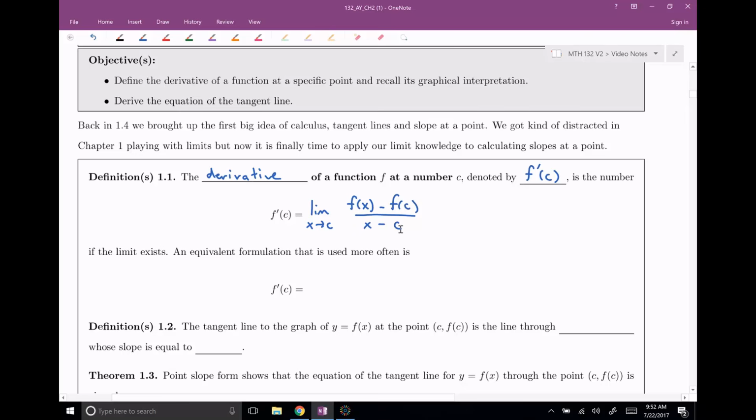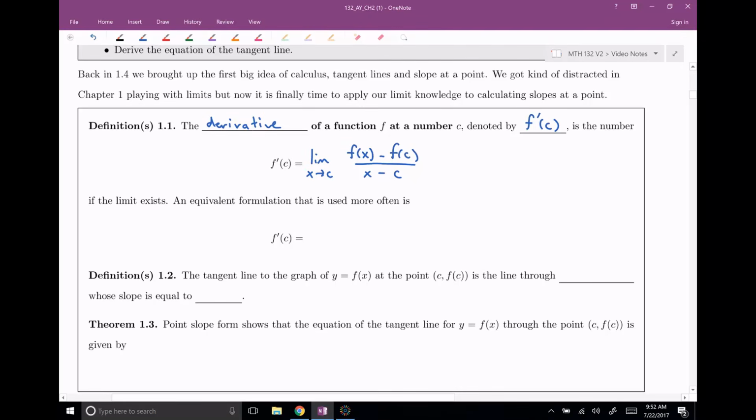All right, and this is, of course, well, limits don't always have to exist, right? So it turns out some derivatives don't exist. But if the limit exists, we say that the derivative exists. An equivalent formulation, the claim is this one's actually used a little bit more often. So the derivative at c is equal to the limit where you use the difference h, and we want that difference to go to 0.